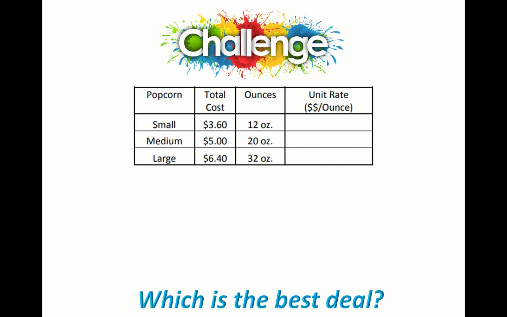So let's say that we are at the movie theater and they have a small popcorn for $3.60. It's only 12 ounces. They have a medium for $5 and it's 20 ounces. And then they have a large for $6.40 and it is 32 ounces. Well, we need to find the unit rate of each of these popcorn sizes. That's the cost per ounce in order to see which one is the best deal, because whichever one costs the least amount per ounce is what I'm going for.